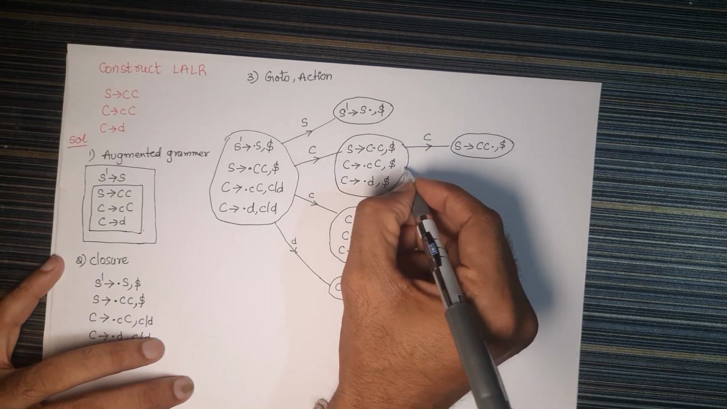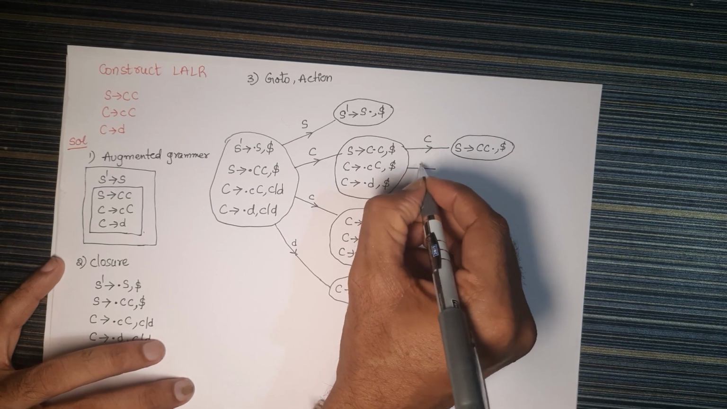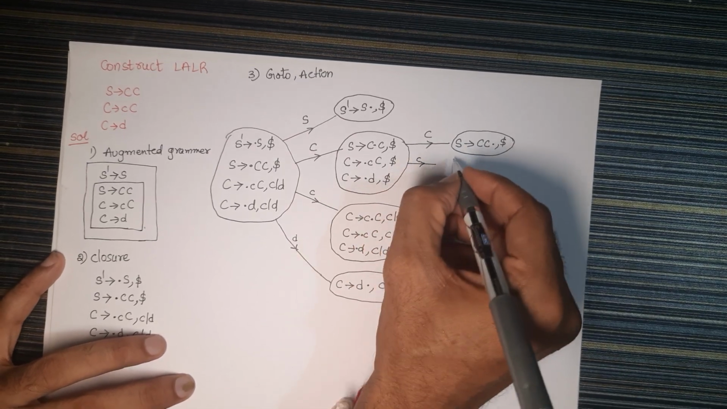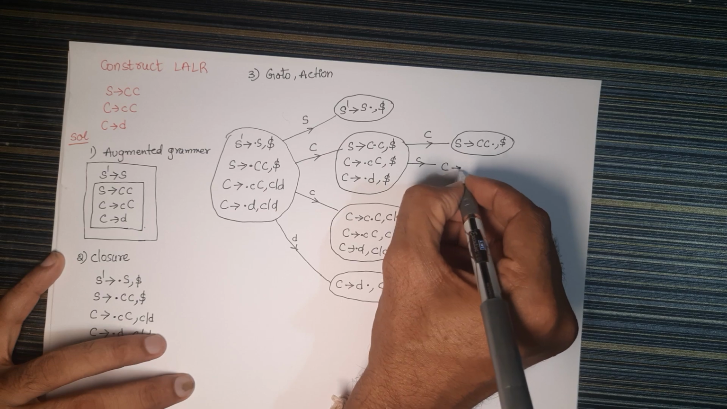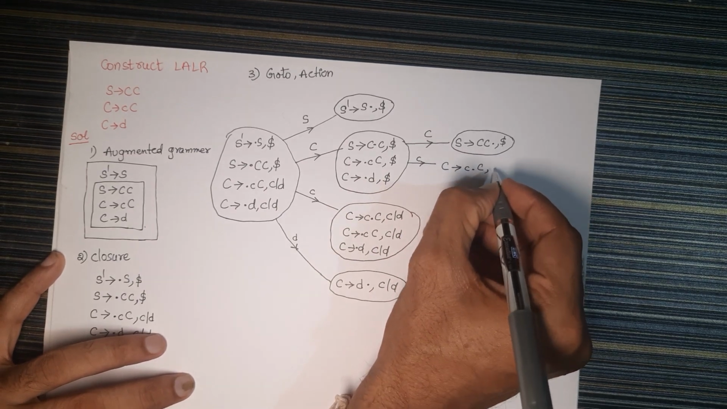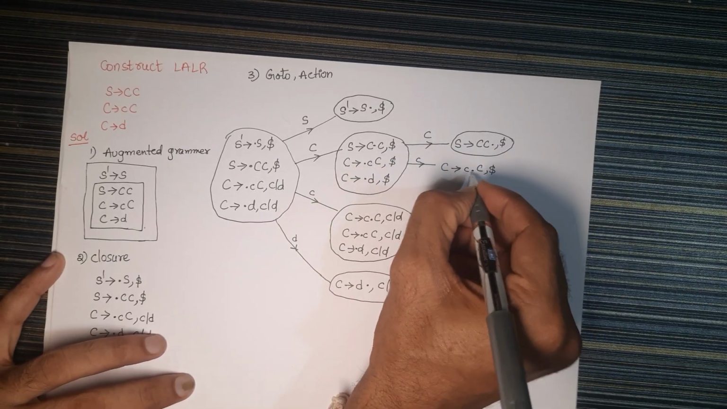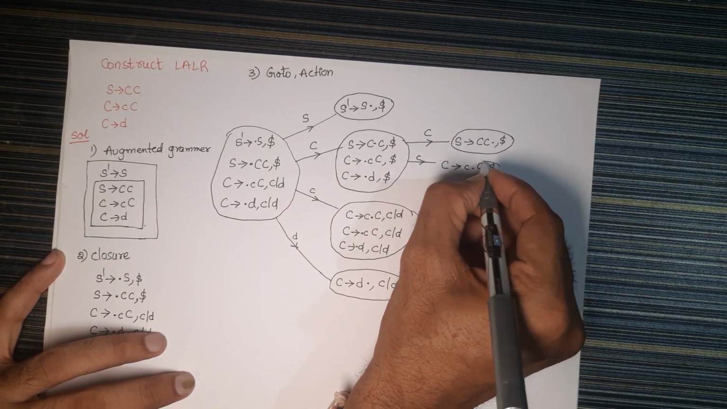Again we have small c. So for this small c, what do we need to write? C → .cC will become C → c.C, $. Okay, .cC will become c.C, $.